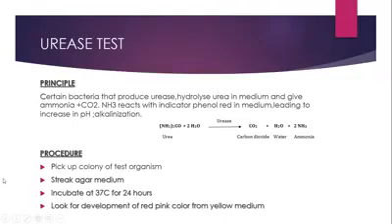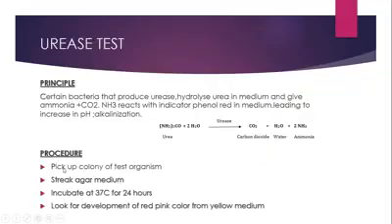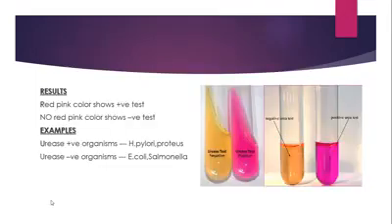Alright, the procedure again. We're going to pick up the colony of the test organism using the inoculating loop, and then streak the agar medium, the butt along with the slant. The butt means the bottom of the tube, and the slant or the slope of the tube shows that the media has a slope. So we're going to streak the agar medium, and then incubate at 37 degrees Celsius for 24 hours, and then we're going to look for the color changes, the result interpretations.